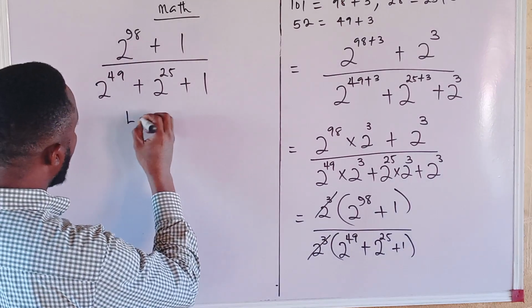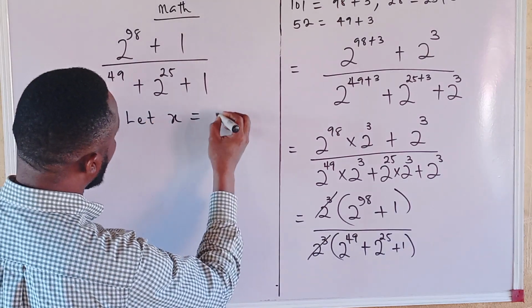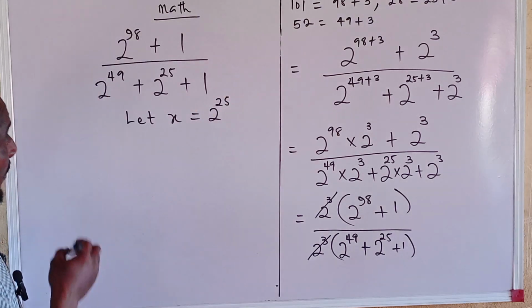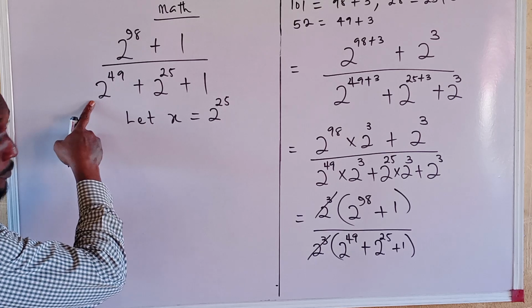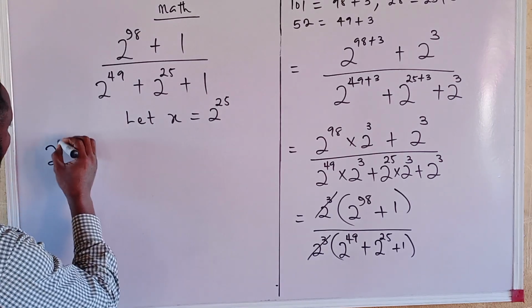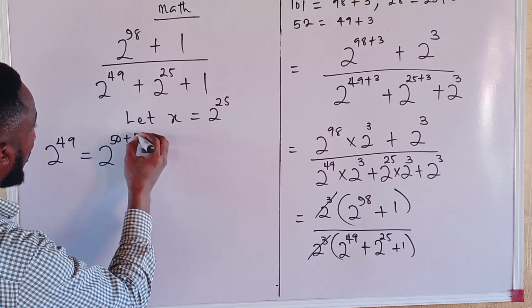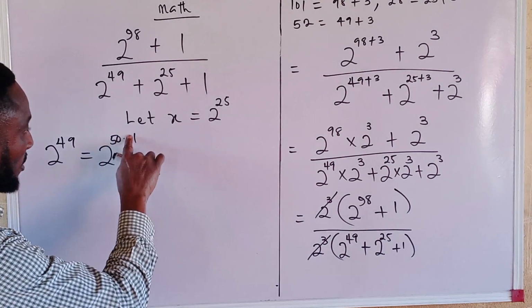I will say let S equal 2 to the power of 25. Then 2 to the power of 49, I can write that to be 2 to the power of 50 plus 1. No, minus 1, sorry.